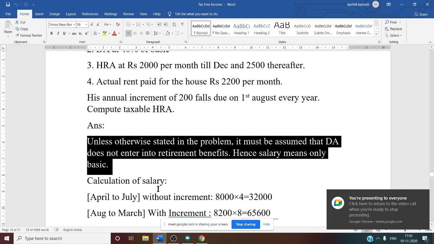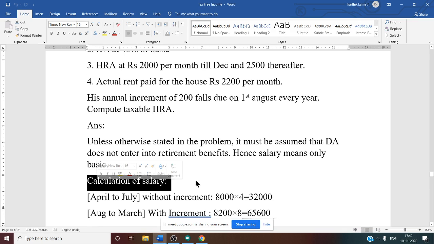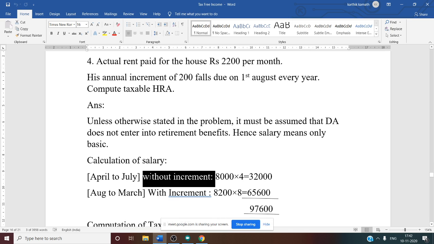Now solution part: first thing we have to calculate is salary. So salary, there are two cases: one is with the increment and second is without increment. Let us see first one, without increment. They say in the question that salary increased from August. So before August salary was not increased. That is why without increment is April to July. Our financial year starts from April. So April to July, how many months? 1, 2, 3, 4, 4 months. So 8,000 into 4 without increment, 32,000.